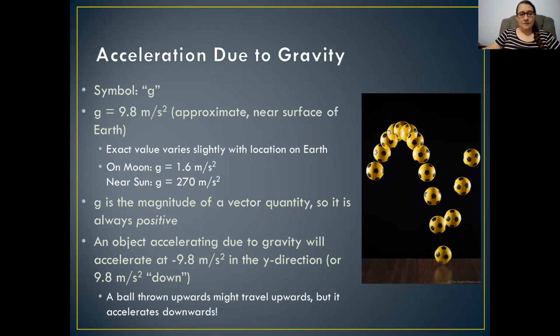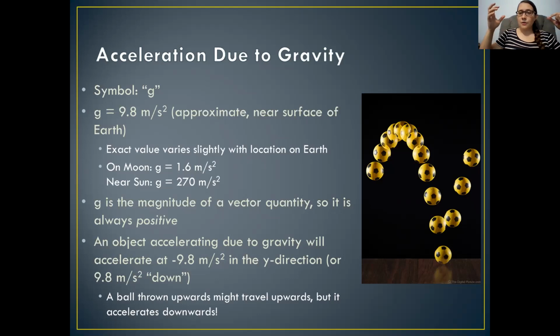So g is the magnitude of a vector quantity. So that's always positive. But when we're thinking about a scenario, sometimes it's helpful to make down negative. So sometimes you'll see it with that minus in front just to show you that we're talking about the specific direction of down. Okay, and so an object accelerating due to gravity will accelerate at negative 9.8 meters per second squared in the y direction, or 9.8 meters per second squared down.